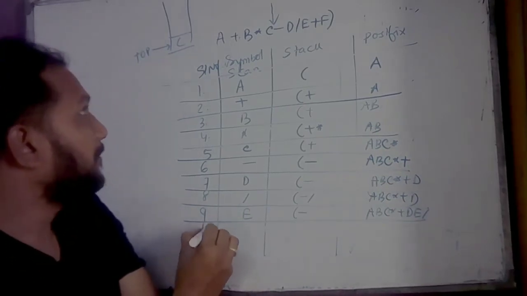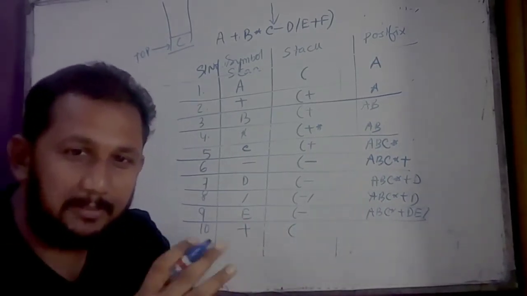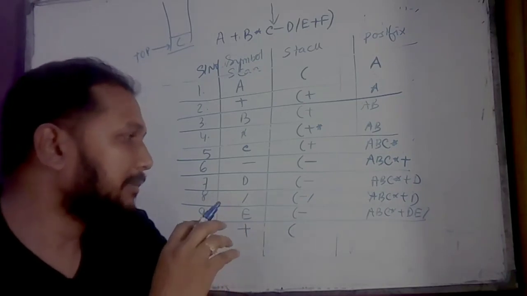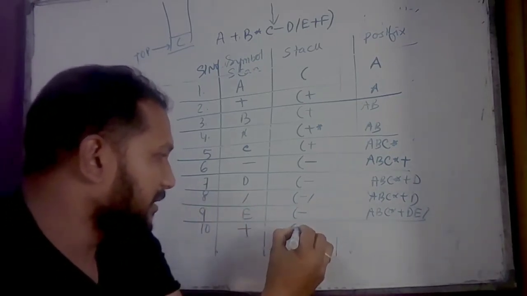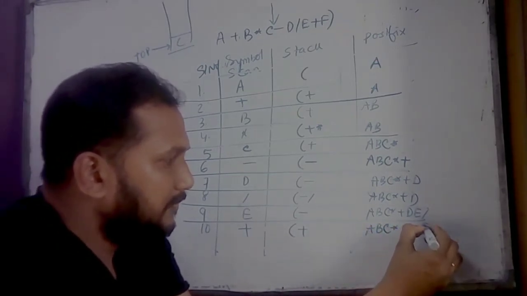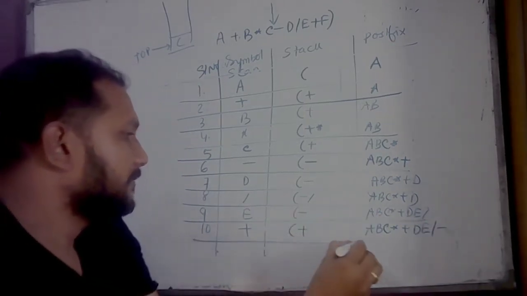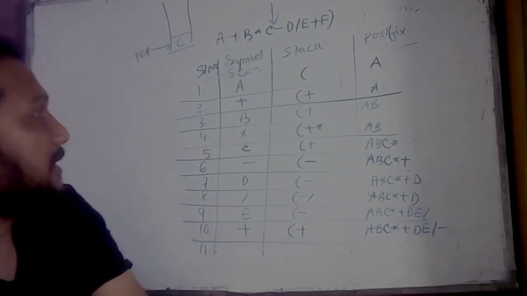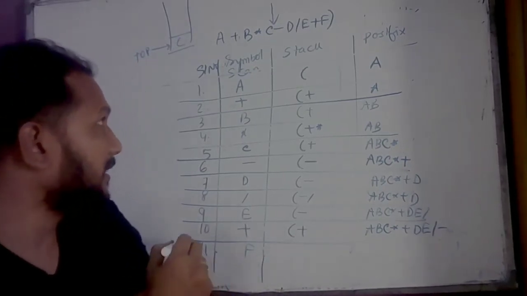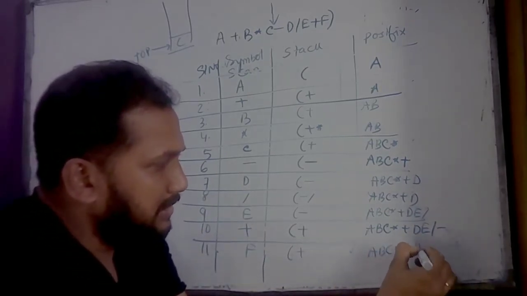Now there is a plus operator. When plus enters into the stack, as minus and plus are of equal priority and minus arrived before plus, minus will be popped out from the stack. ABC multiplication plus D, ABC multiplication plus DE division minus. Next is F. Then the next symbol is F. F goes to the postfix.